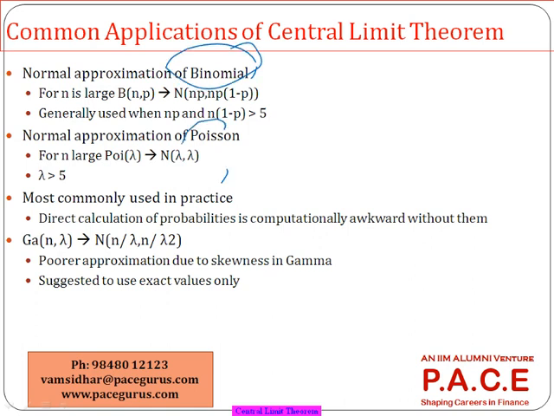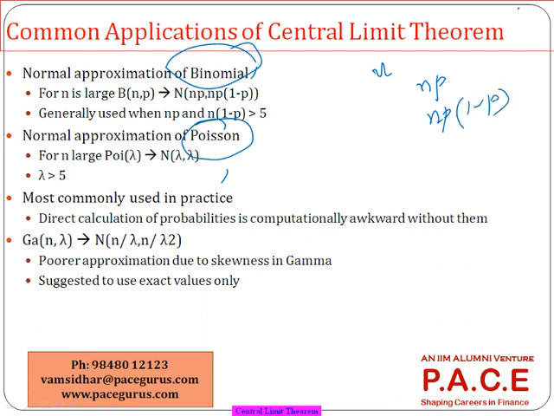A lot of applications arise especially if n is large in the binomial, that is, if the number of experiments is repeated many times and the probability of success or failure is very small. Then the binomial can very well be approximated by a normal distribution. We know that the mean of the binomial distribution is NP. The variance is NP into 1 minus P.